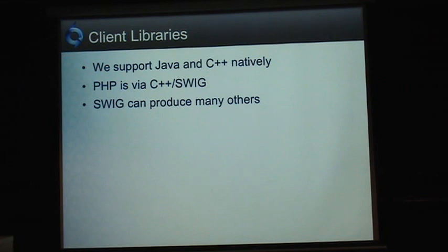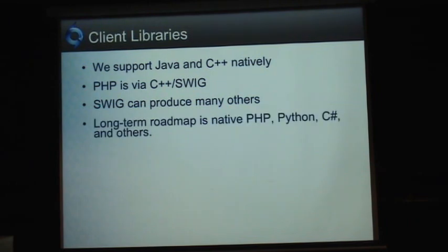They're basically wrappers around C++ libraries, but they're not as friendly as if a PHP developer had a native PHP library that was built in PHP versus we gave them the C++ Swig version. They're going to see a difference. It doesn't always capitalize on all the features of a language, but it's certainly good enough to get started in some of these languages. Our long-term roadmap is to have a true native PHP, Python, C#, and potentially other language support for clients.